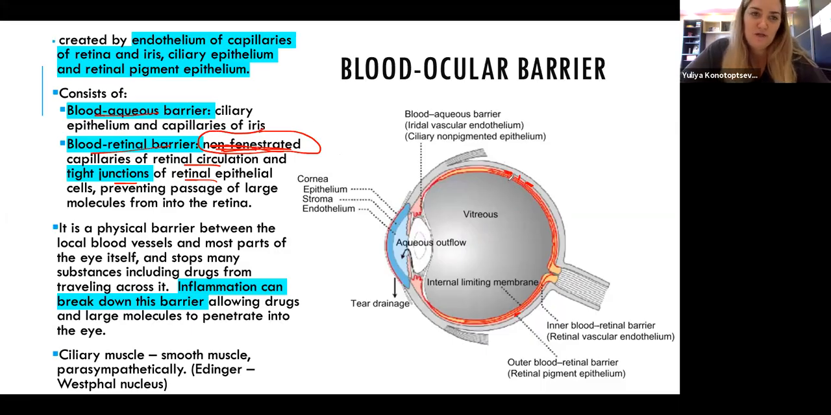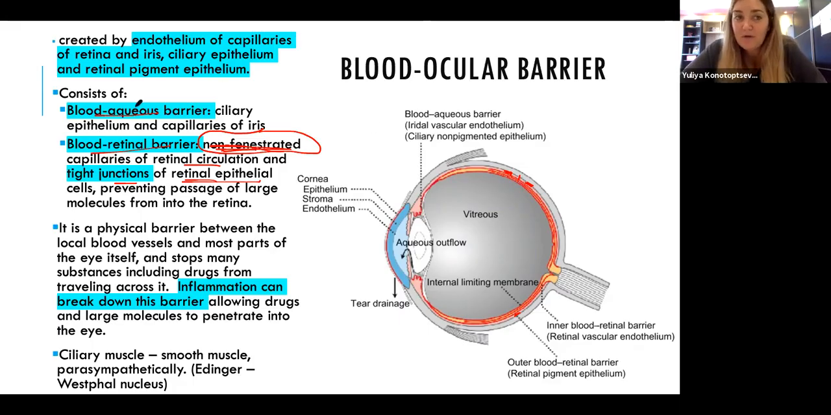Right under the blood retinal barrier, you're going to see some retinal pigmented epithelial cells. They have a bunch of tight junctions. It's just two layers here. The continuous capillary is right under the retinal epithelial tight junction areas.